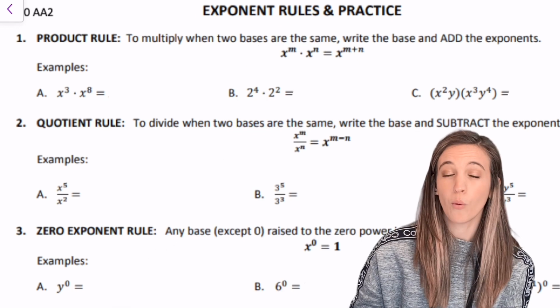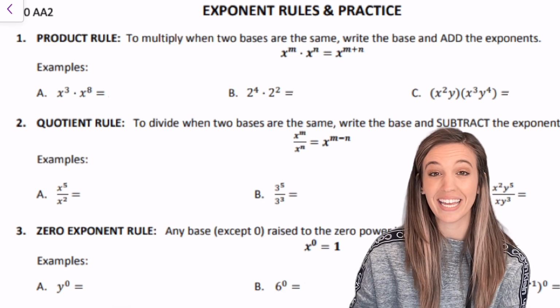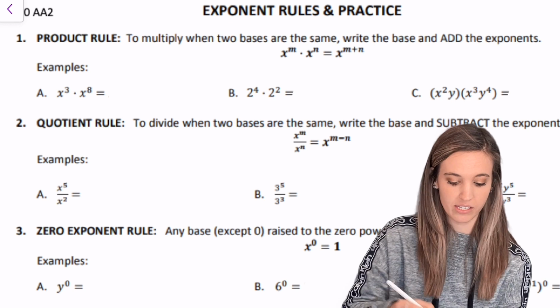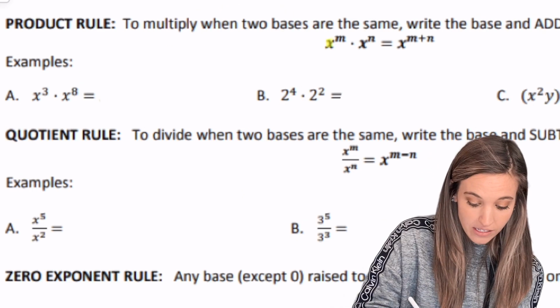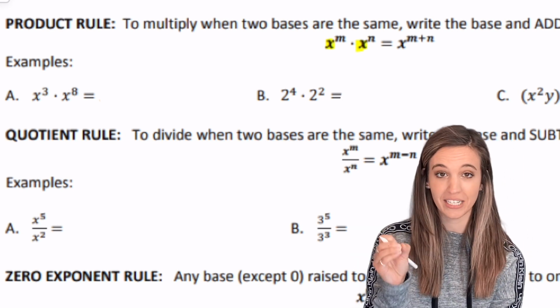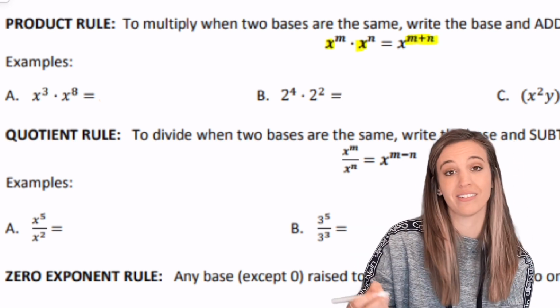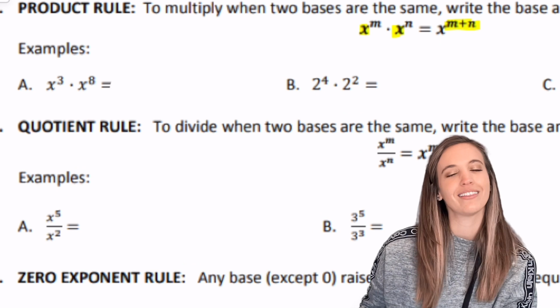Product rule. When we're multiplying two bases together, we can add their exponents. So let's look at this example here. X to the m power times x to the n. Well, the base is the x, and we're multiplying them together so we can add their exponents, m plus n. Let's look at this with some examples.